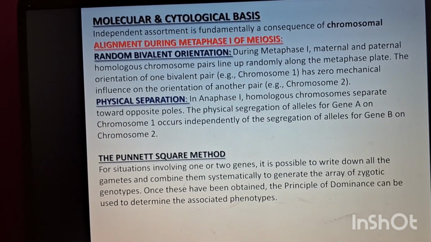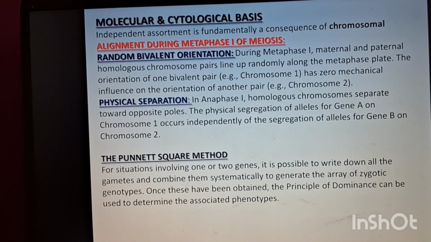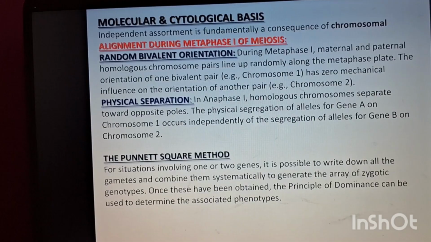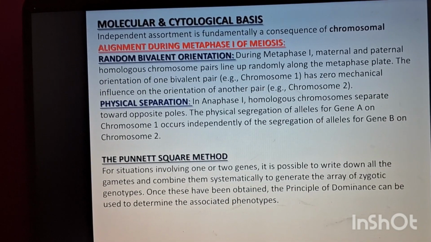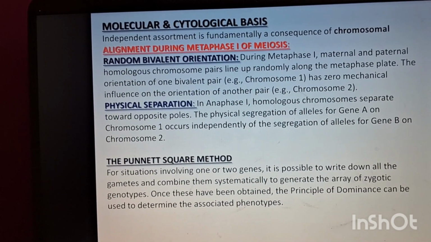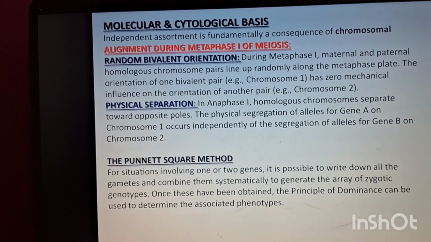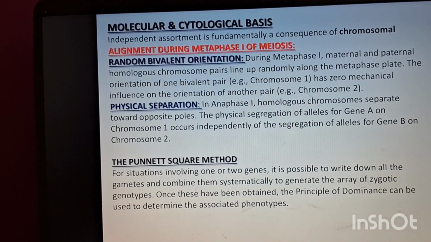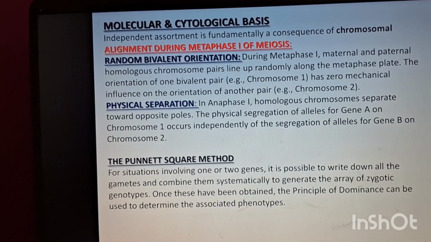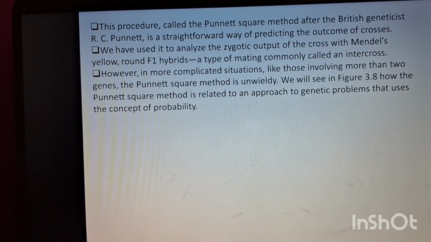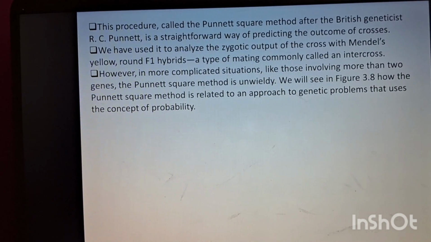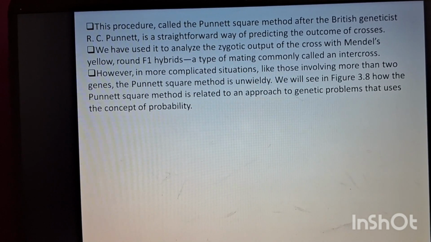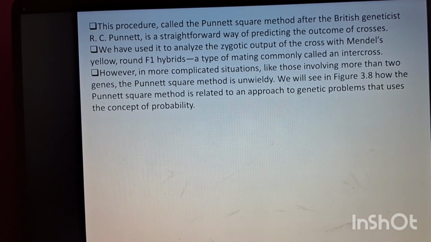Next, the Punnett square method. For situations involving one or two genes, it is possible to write down all the gametes and combine them systematically to generate the array of zygotic genotypes. Once these have been obtained, the principle of dominance can be used to determine the associated phenotypes. This procedure, called the Punnett square method after the British geneticist R.C. Punnett, is a straightforward way of predicting the outcome of crosses.